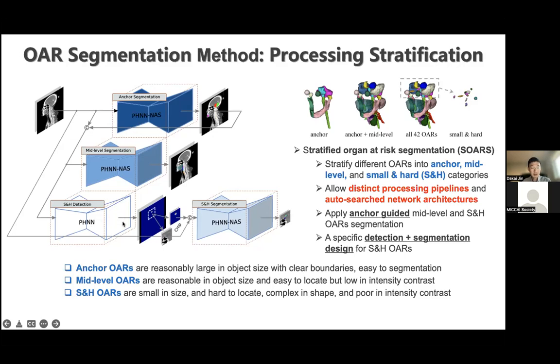Because those organs are pretty small, if you directly segment from a large volume, you will need to handle the extreme imbalance between the foreground and background objects. So using the detection and segmentation pipeline, it'll be much easier to achieve an accurate segmentation by first roughly locating where they are, and then you segment it.